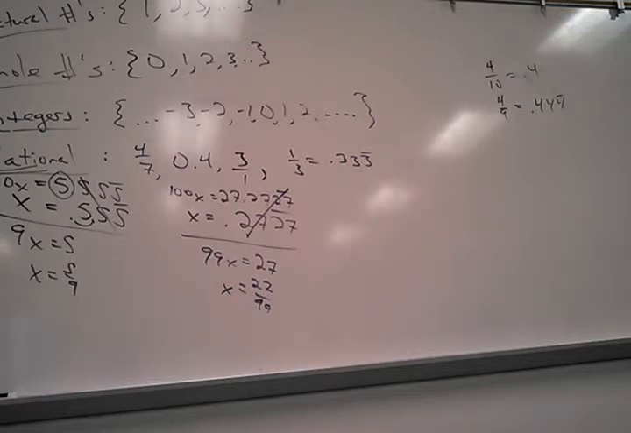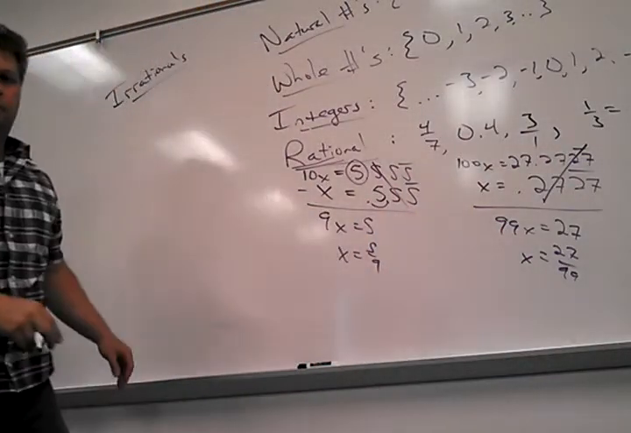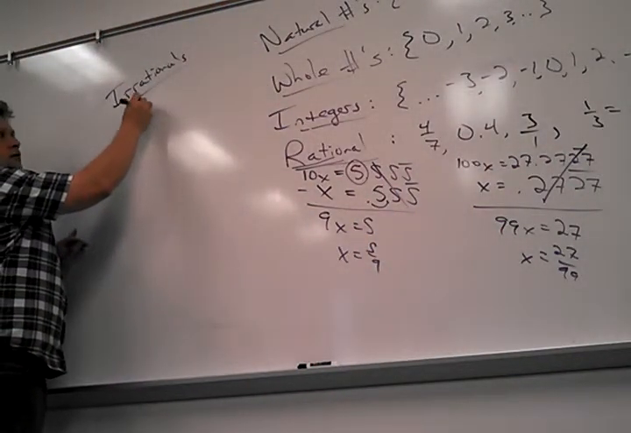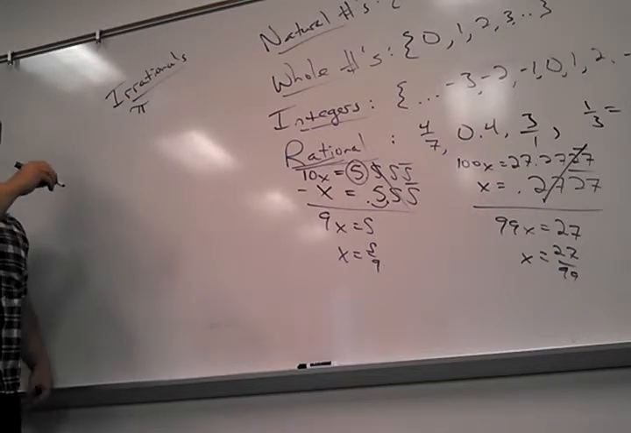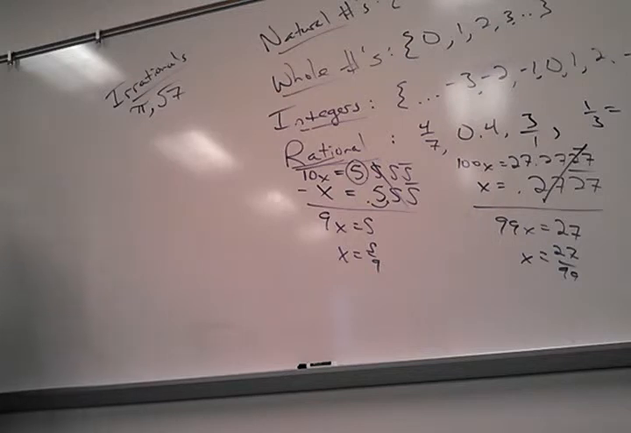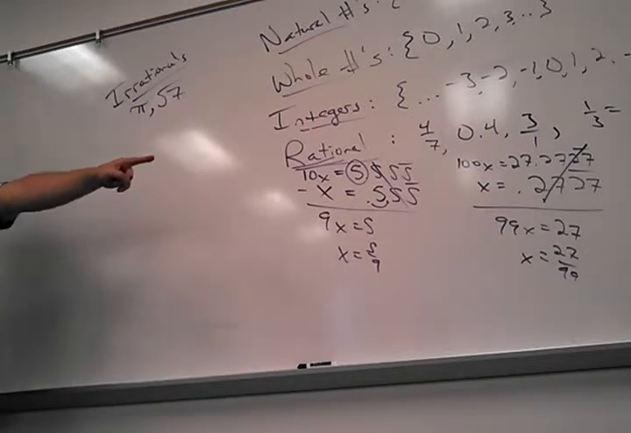Irrationals. These would include stuff like pi, square root of 7, things like that. They are decimals that never end, but they don't have any pattern to them. So I can never do that kind of thing to them.